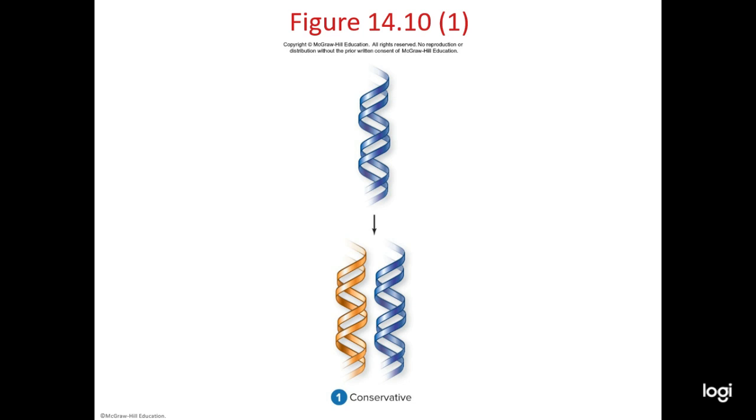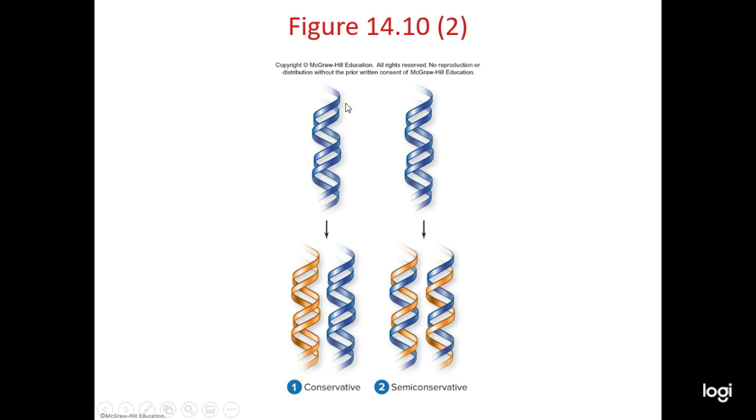This would be conservative. This on the top is our parent structure, our parent DNA strand, and after replication, we still have our double-stranded parent. Both strands are parental strands, and the new strand is completely new. And that's not how it works. This is a lie, just like the cake. Okay, so we have that again.